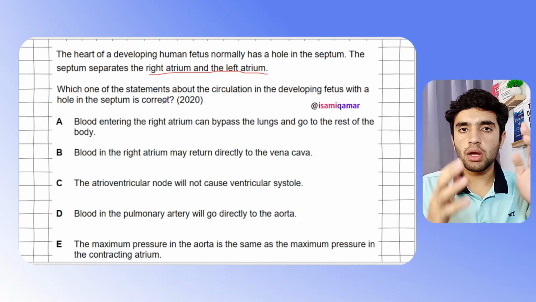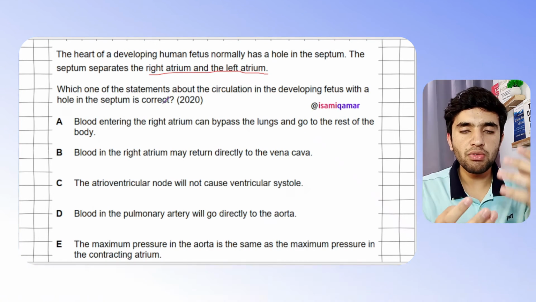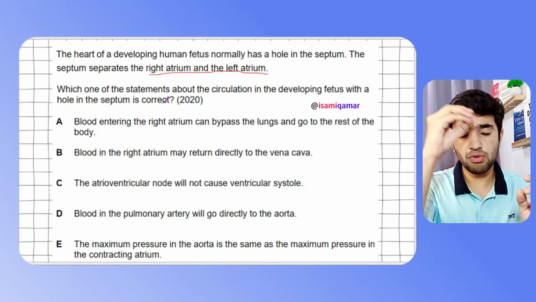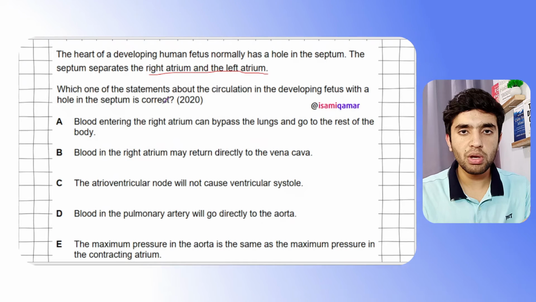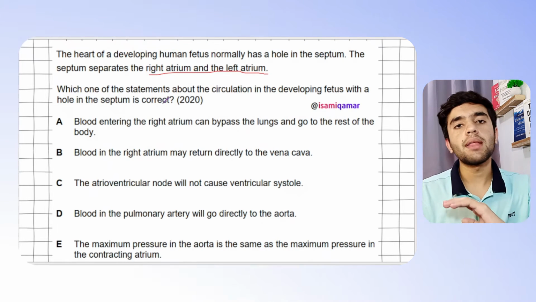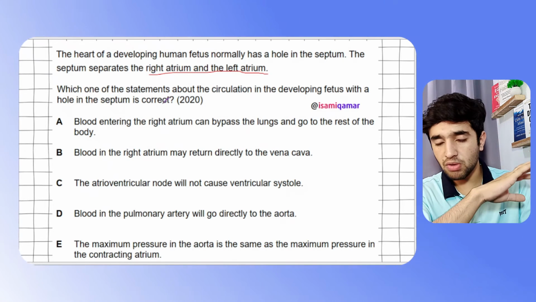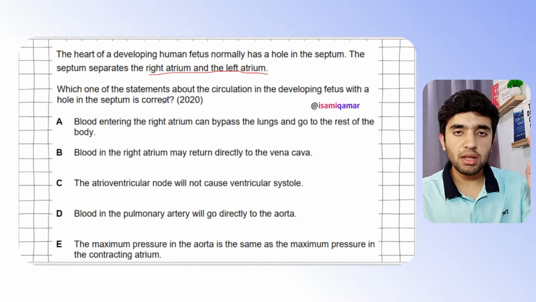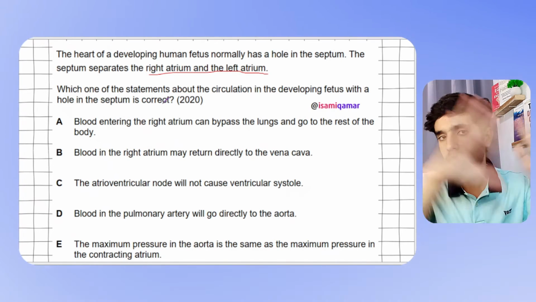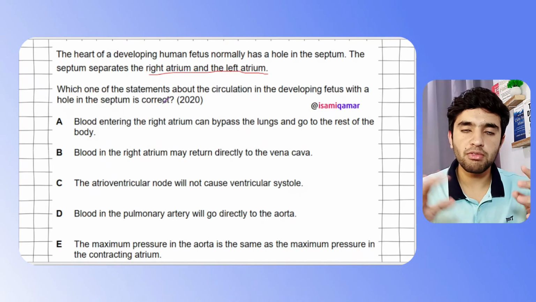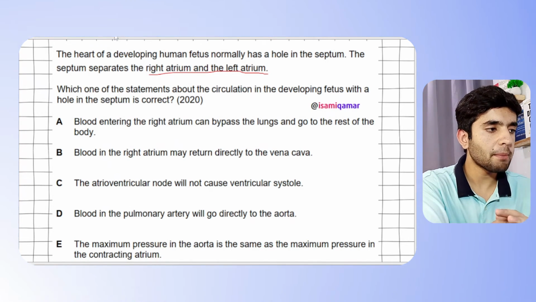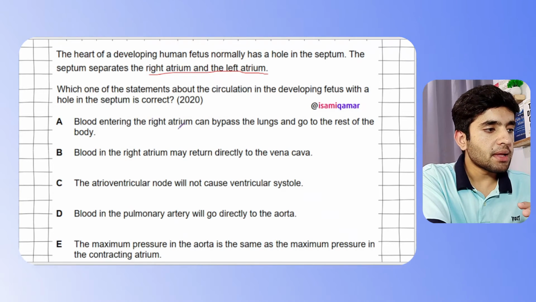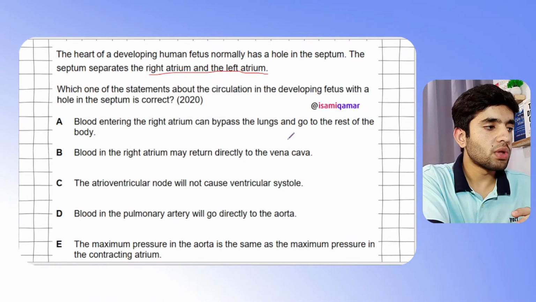So if I give you a brief of circulation, the deoxygenated blood will come from the body to the right atrium, then it will go into the right ventricle, and then it will be pumped to the lungs where it will oxygenate, then it will come to the left atrium, and then the left ventricle, and from here it will pump out to the whole body via the aorta. So now, if you know these things, blood entering the right atrium can bypass the lungs and go to the rest of the body.